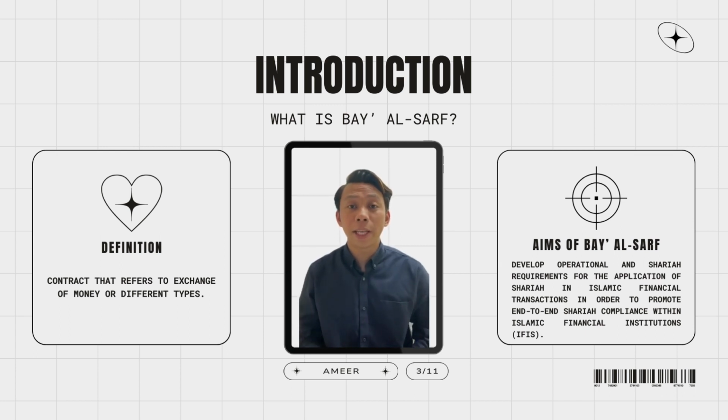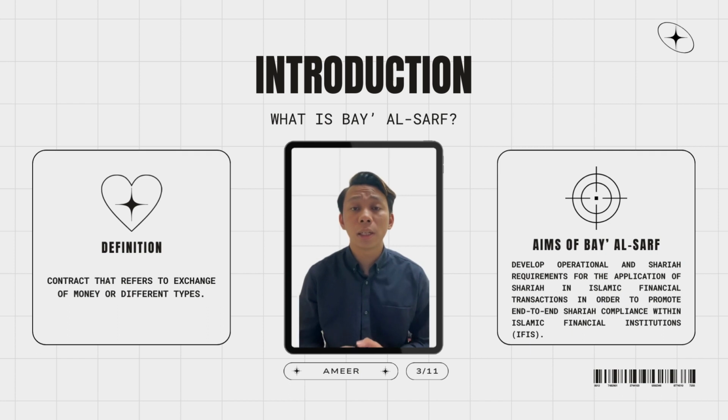So, first of all, let me explain what is Bai Asaf. The definition of Bai Asaf refers to a contract that explains an exchange of money of different types, and whether both of the counter values are the same or not. For example, the sale of gold must be in exchange of gold, silver for silver, etc. The term Bai Asaf is from the Arabic words where bai means sales and asaf refers to an exchange of money.